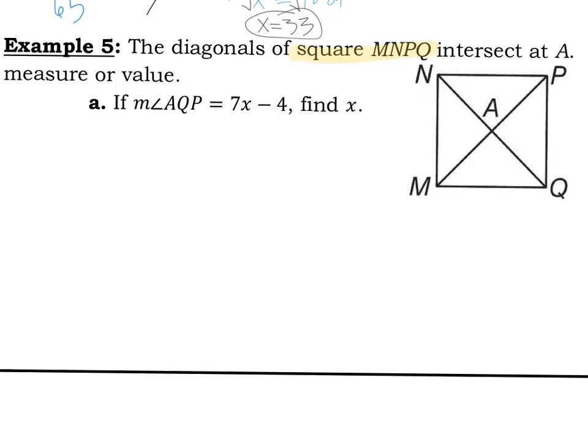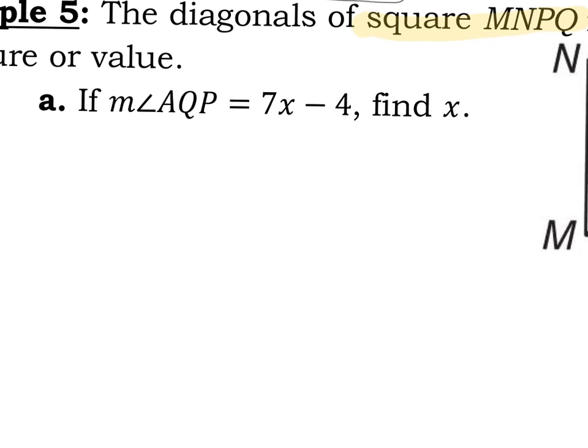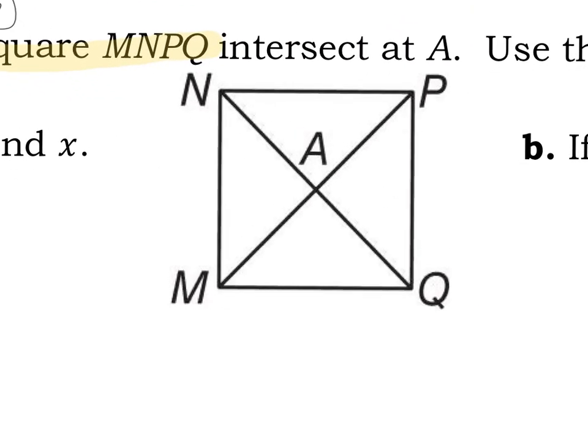Moving on to example 5 now, it says the diagonals of a square MNPQ intersect at point A. And so we're going to use that information to solve this problem right here. If measure of angle AQP is 7x minus 4, find x. So let's go back and look at the picture. AQP is going to be this angle right there. So to solve this problem, we need to be able to set this equal to something. So let's see if we can figure out what the angles of this square are.